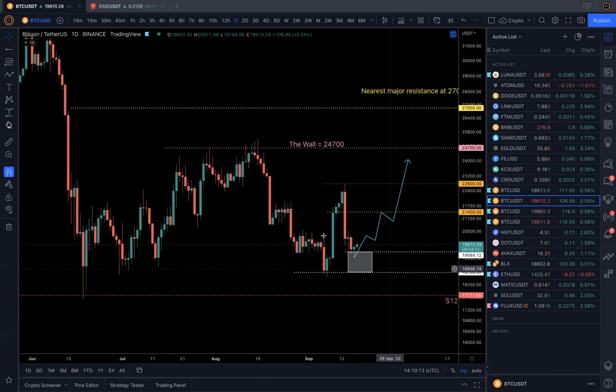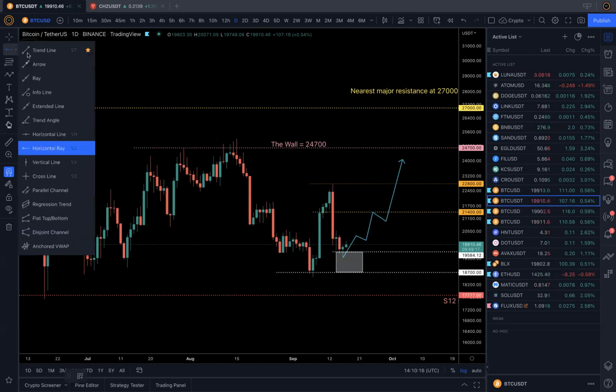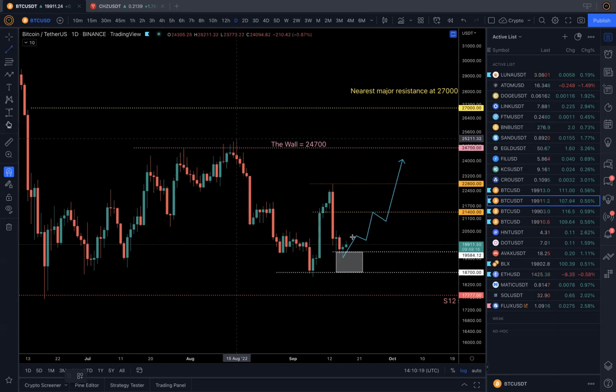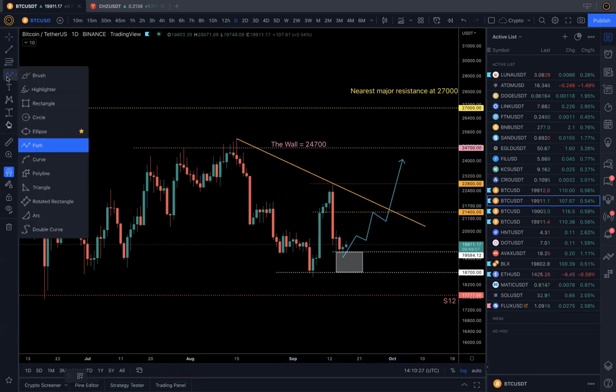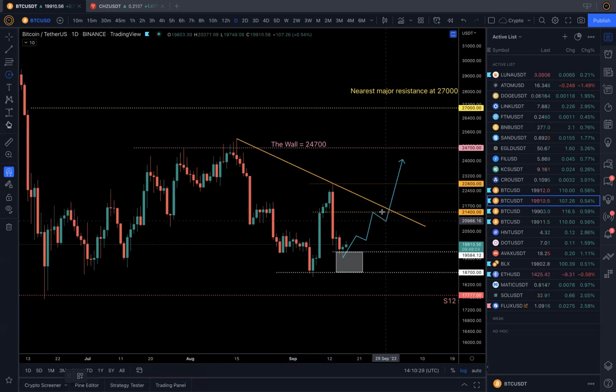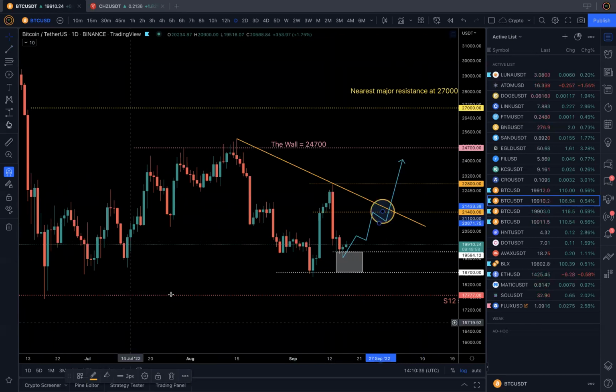Okay, so we can draw one more line, and then you may say somewhere here it is likely to consolidate. Okay, maybe we can draw a circle there. Orange circle makes sense for resistance. Okay, so somewhere here. So this is something we will have to keep an eye on.